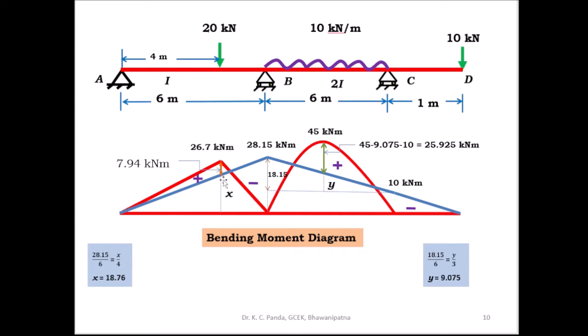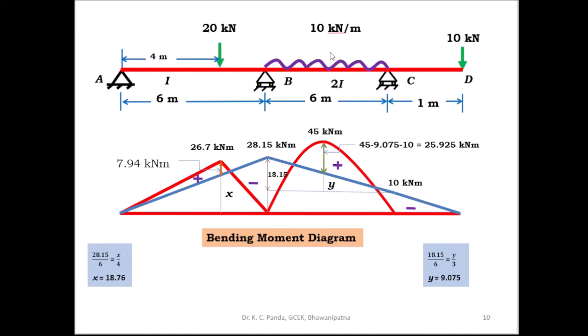Then you can find out the ordinate. You know this total ordinate is 26.7 kilonewton meter. After deducting this x value, you can find the maximum positive moment just below the load point, that is equal to 7.94 kilonewton meter.